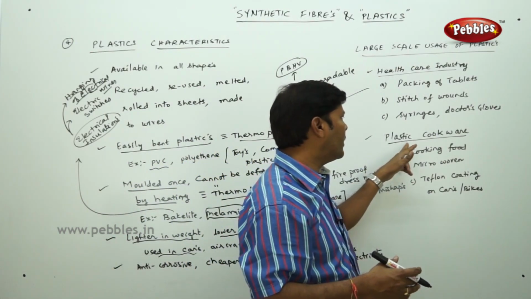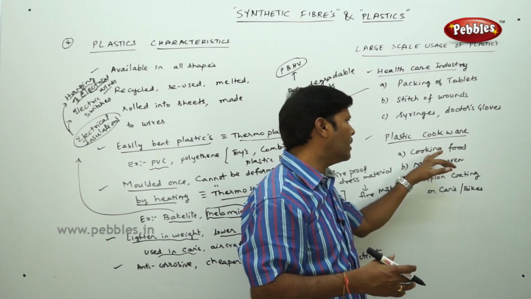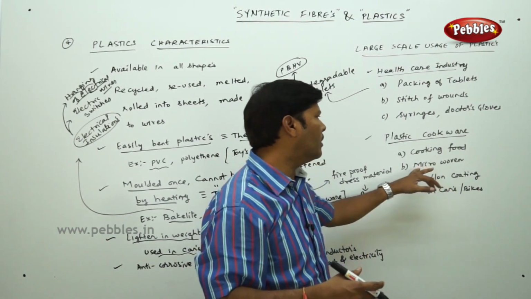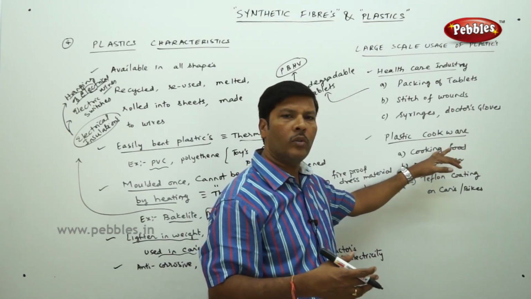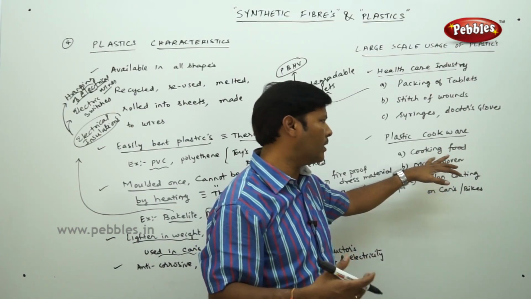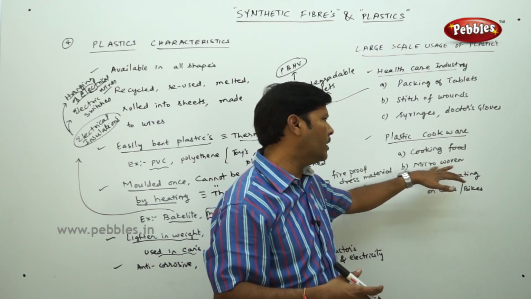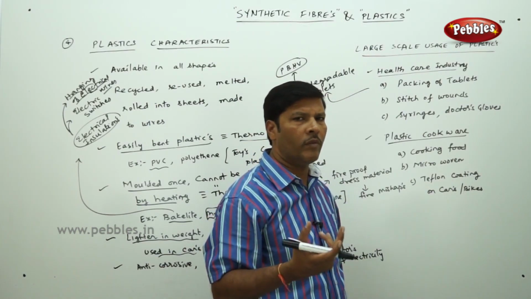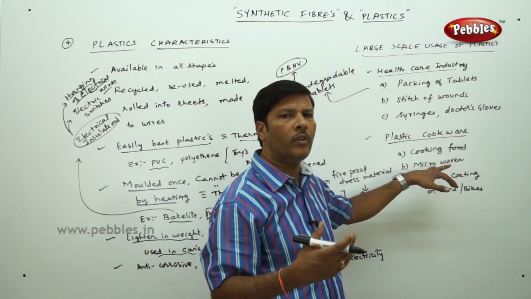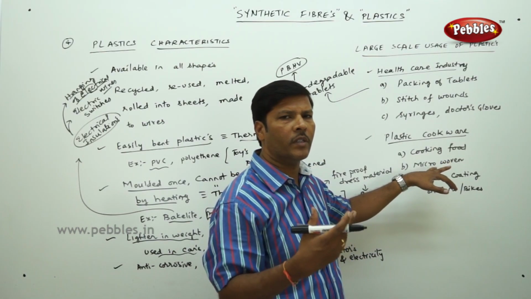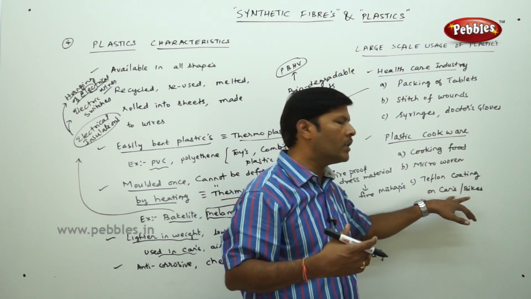And in the plastic cookware, the cooking industry, they are used in cooking of food. Nowadays the electric cookers are very famous, which have plastic material involved in them. In the micro oven, when you supply the heat to the food, it only heats the food without affecting the plastic part of the container. Teflon coating is very famous.